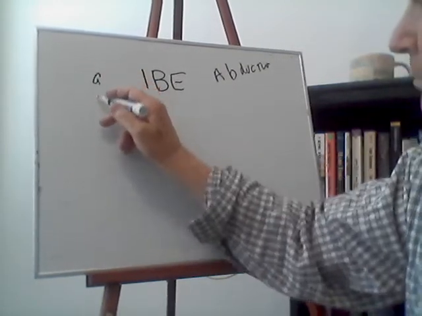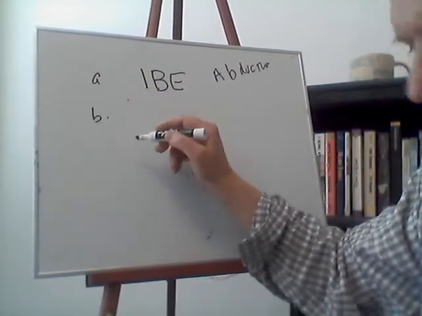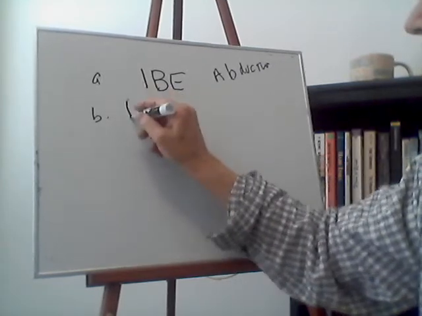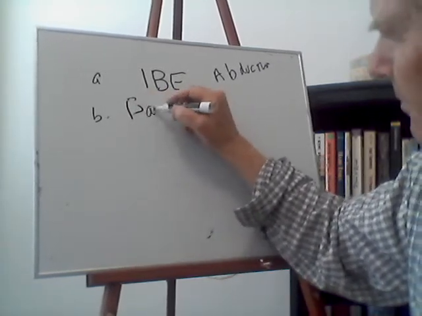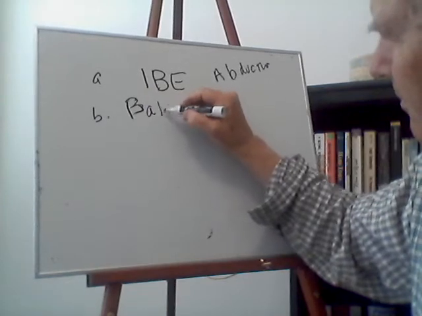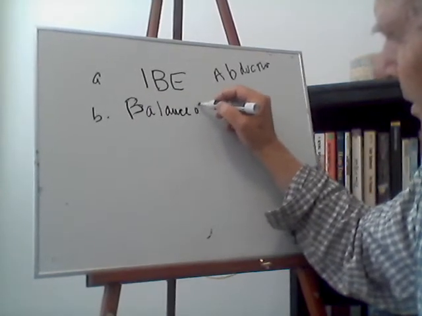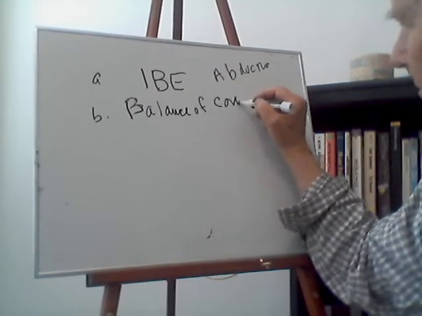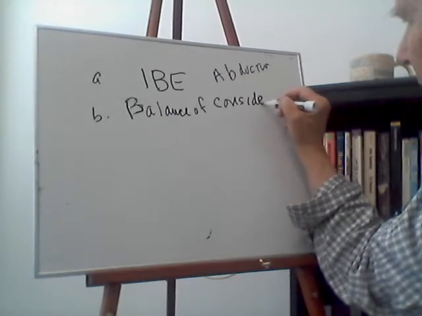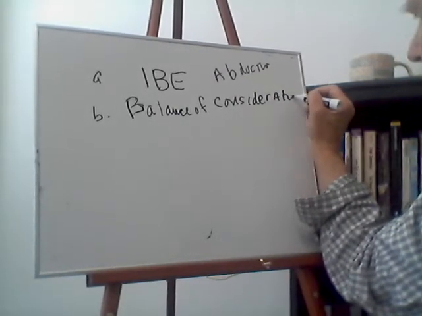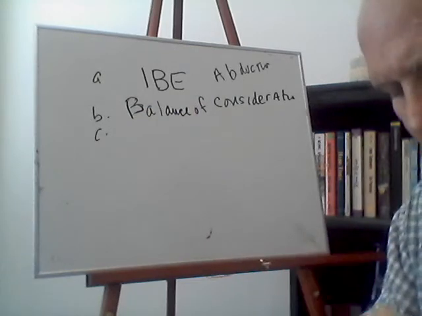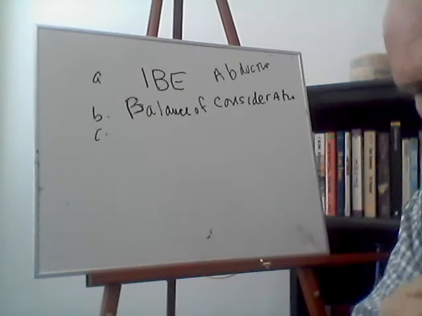That's A, and B is going to be balance of considerations, balance of consideration arguments. If it's not A or B, you choose C. Okay? So let's do number 3.